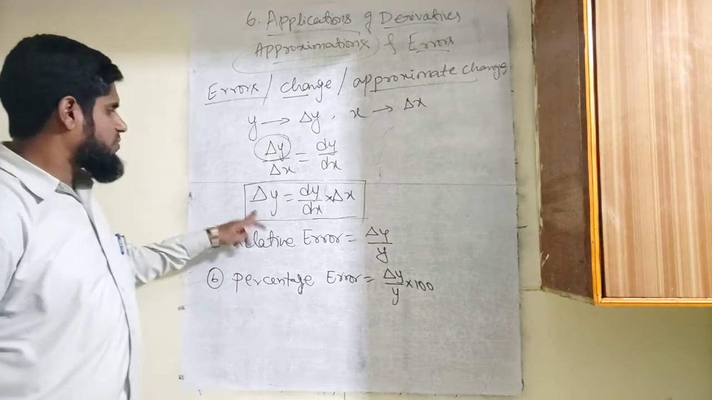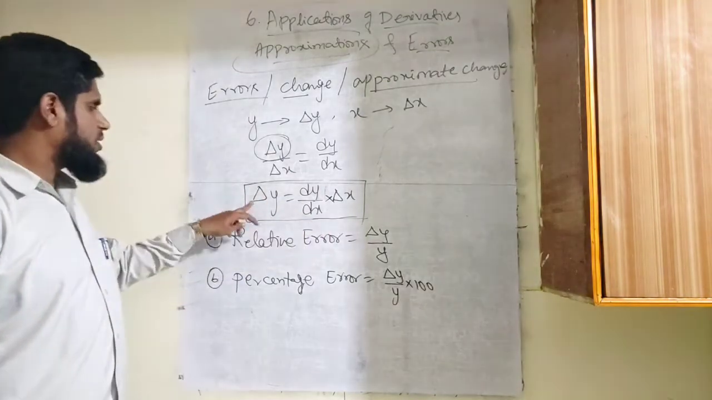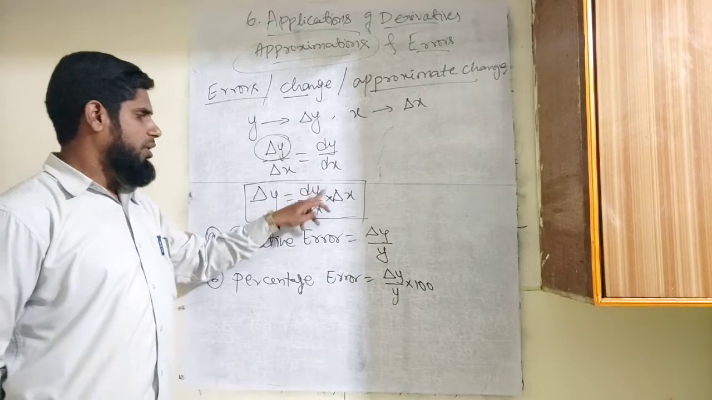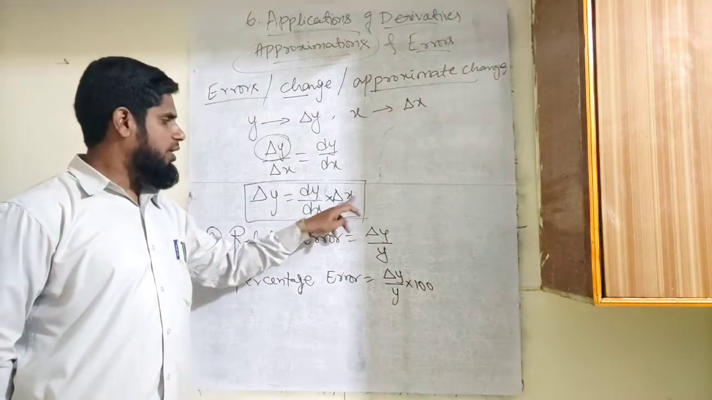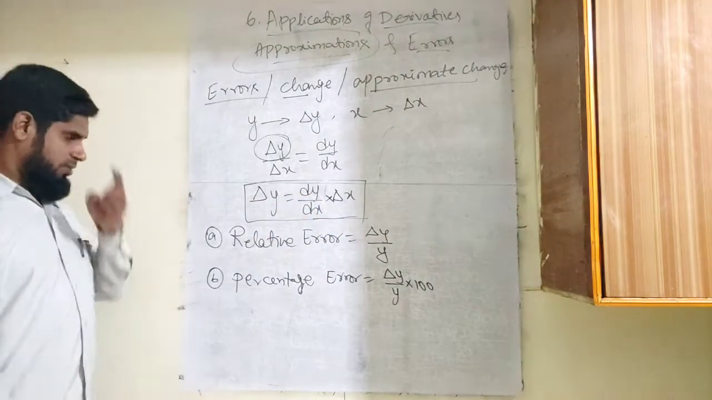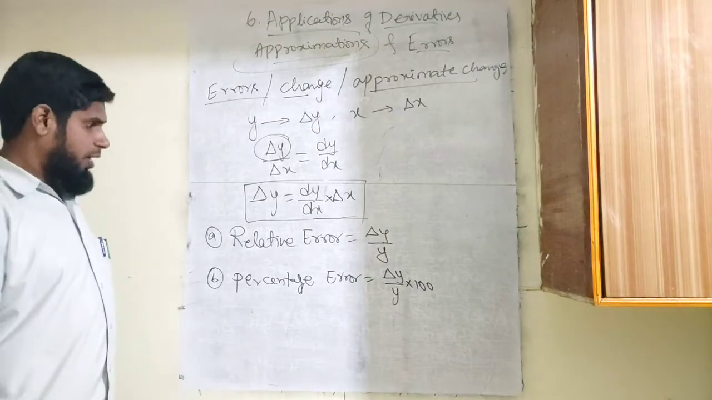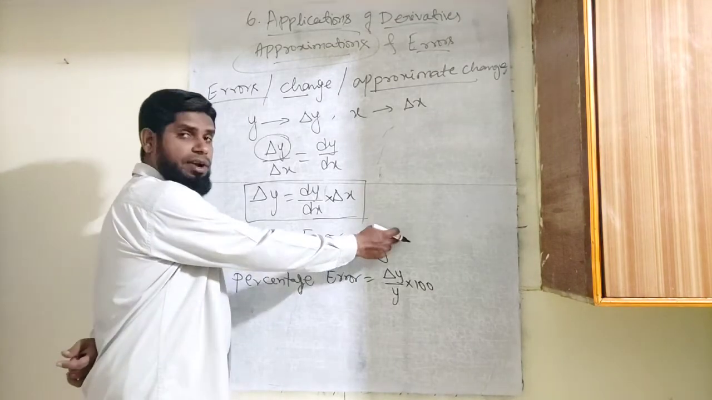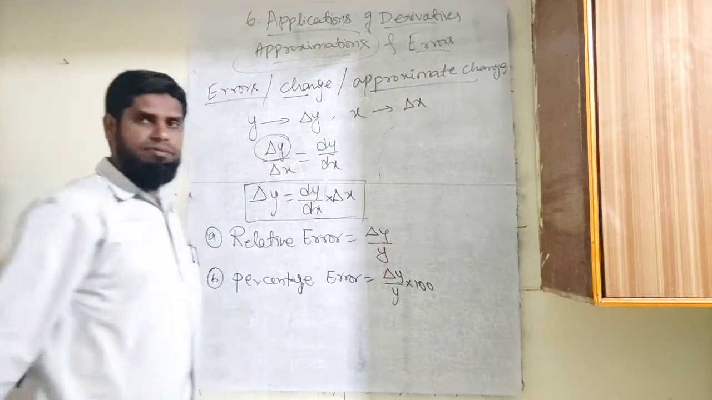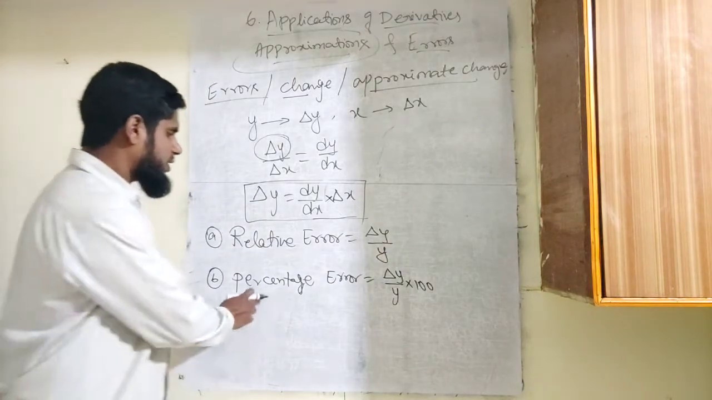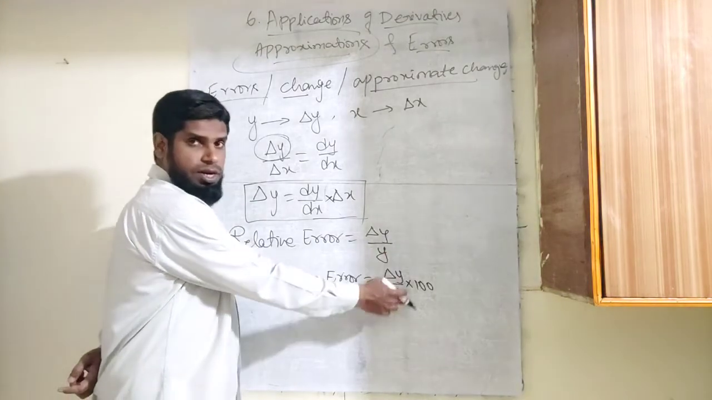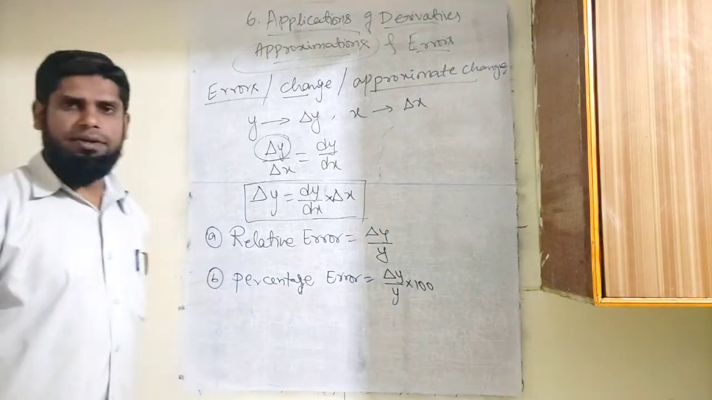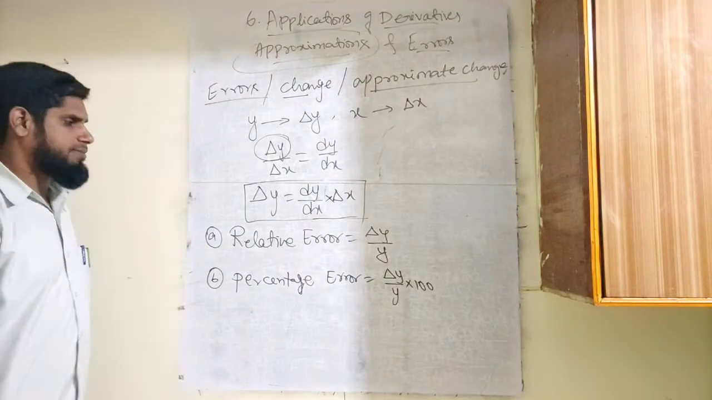And here this formula is very important: delta y is equal to dy by dx into delta x. And the relative error formula is, after finding delta y, we must divide by y, and you will get the answer. Then percentage error is, we should multiply the relative error by 100. You will get the answer.